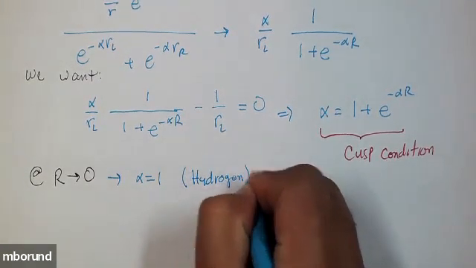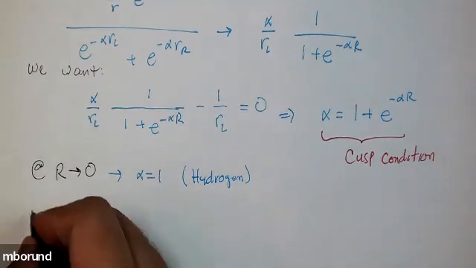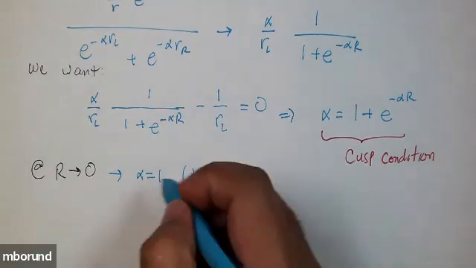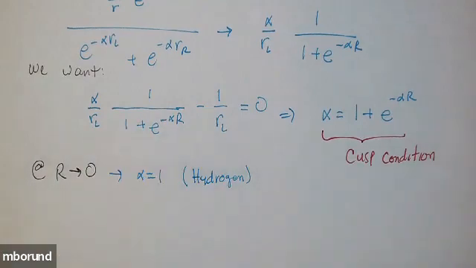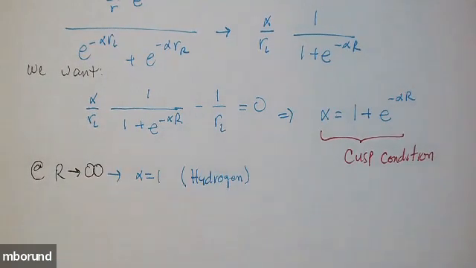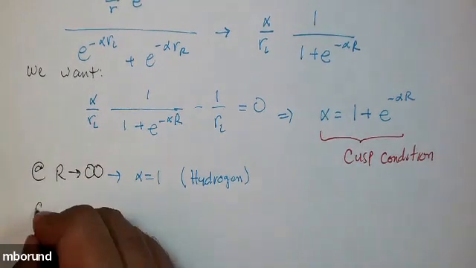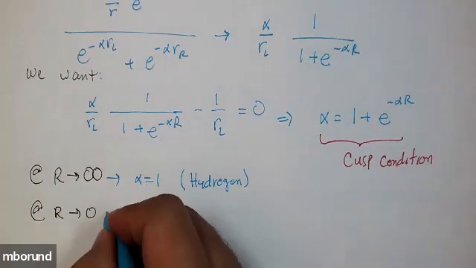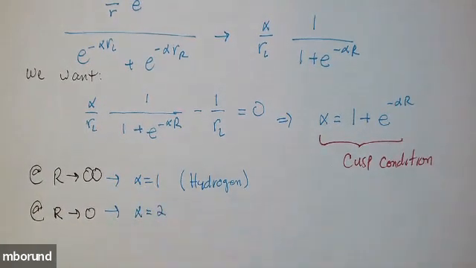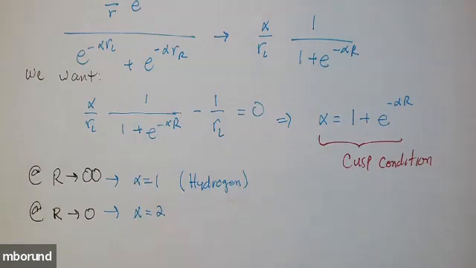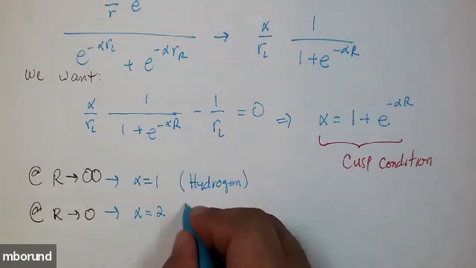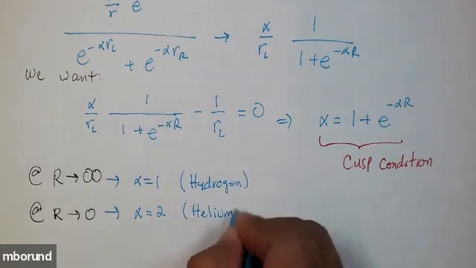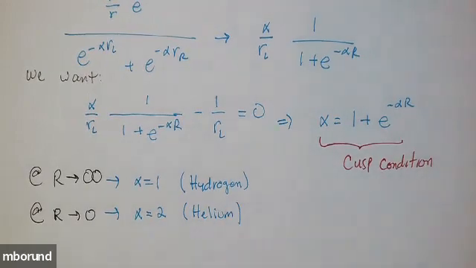So this is hydrogen. Let me fix this real quick. As R goes to zero, then we get alpha is equal to 2, and we have the solution for helium. So this is actually the right solution when we have helium, when we have hydrogen. Those are the exact solutions.